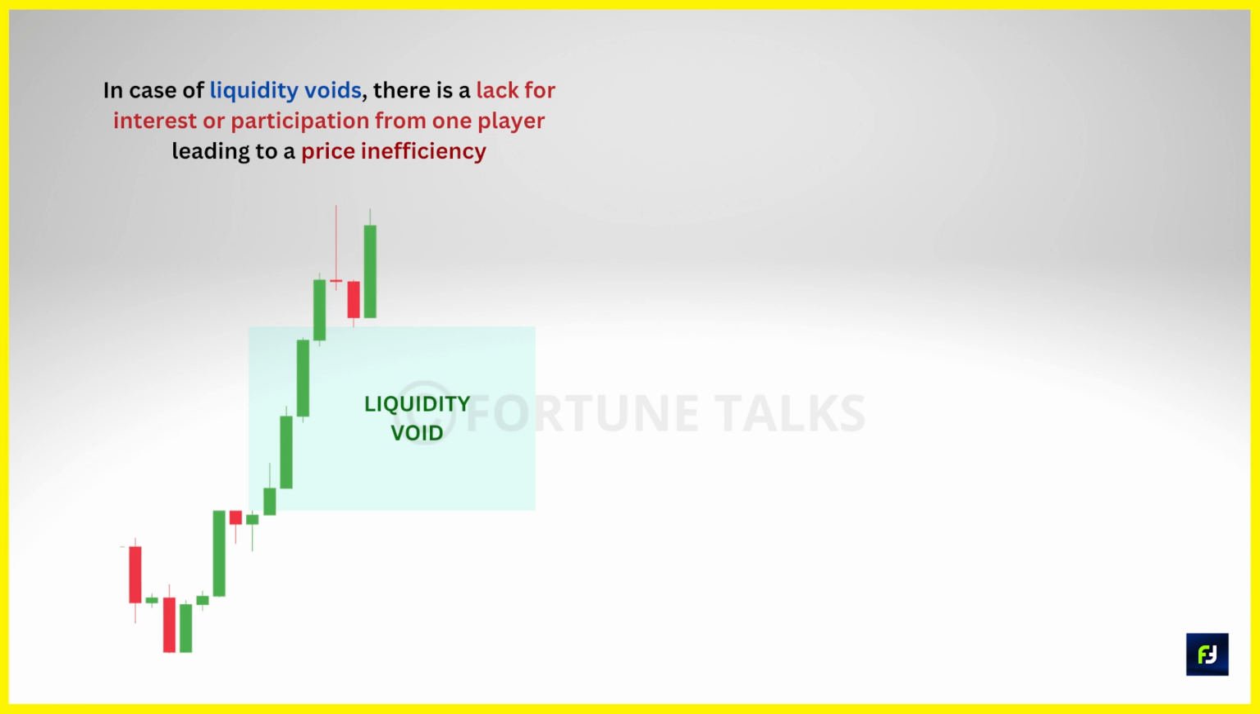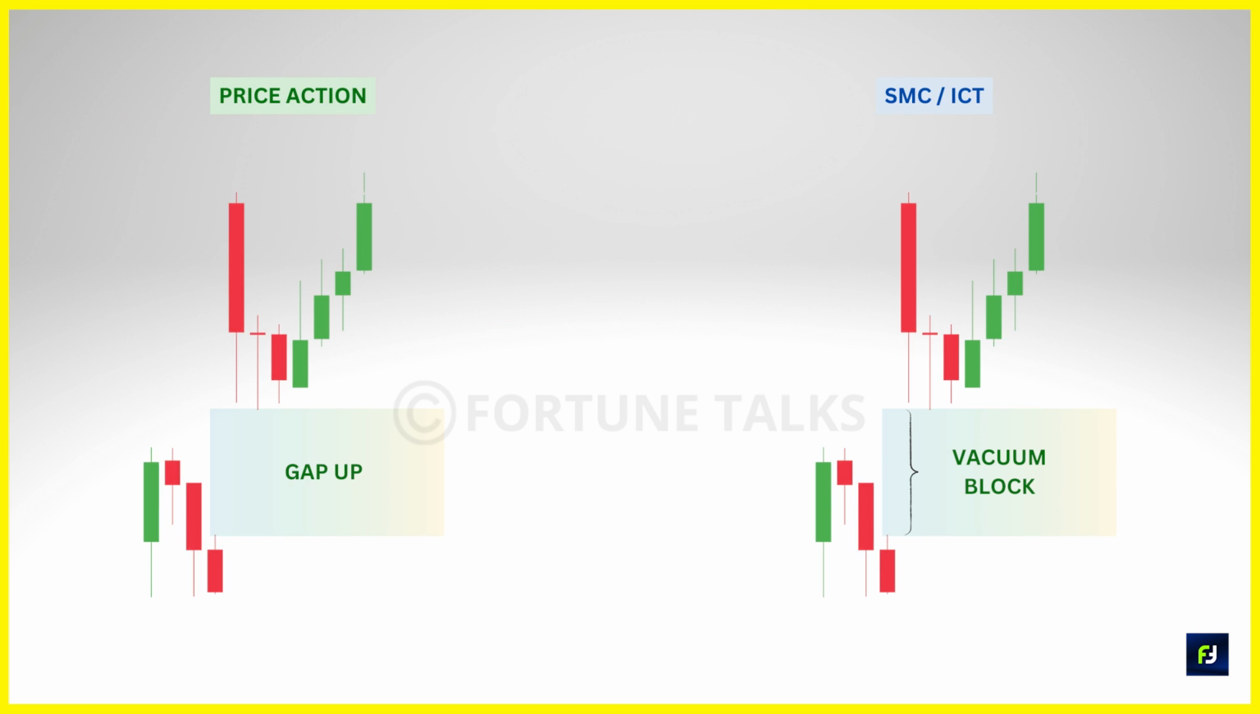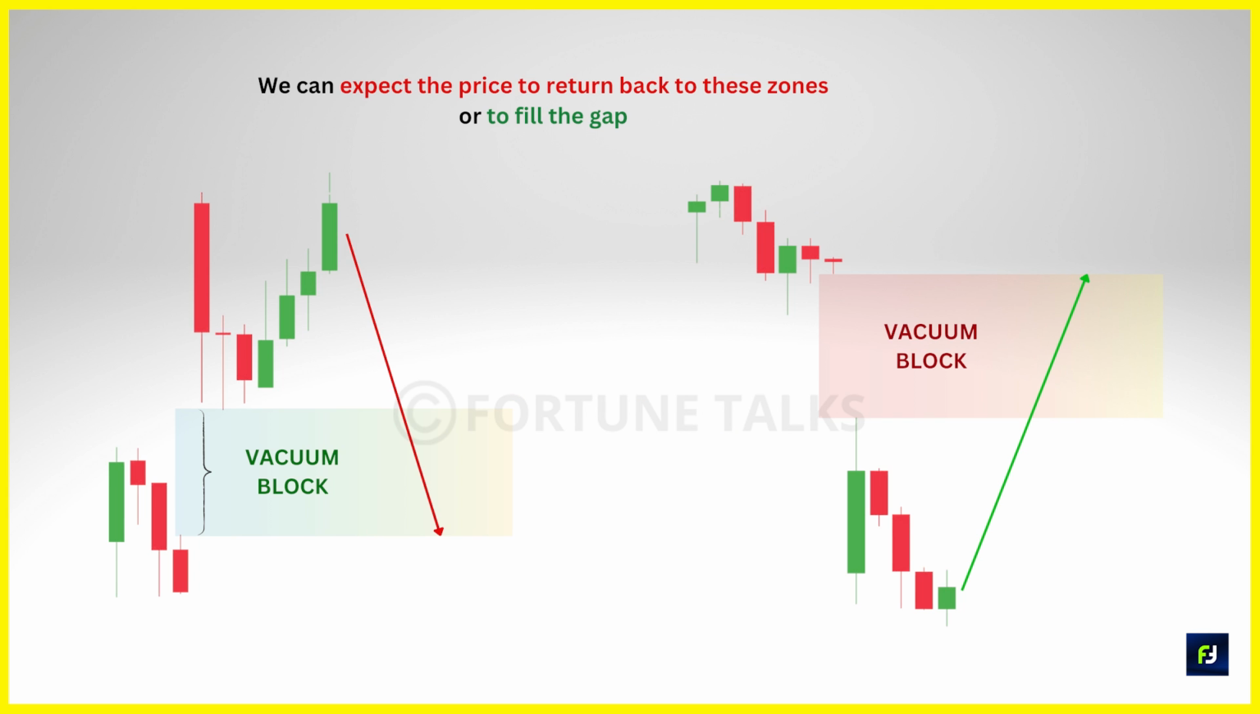Unlike liquidity voids, where there was either a dominant buying or selling pressure, resulting in an imbalance in prices, vacuum blocks are associated with no trading or transaction in between, leading to gaps in the charts. In the price action context, these are called price gaps, and in SMC, it is known as vacuum blocks. Just like liquidity voids, vacuum blocks also represent inefficient price action. These vacuums are crucial in predicting future price movements as they often act as magnets, drawing the price back to these zones for a retest or to fill the gap.